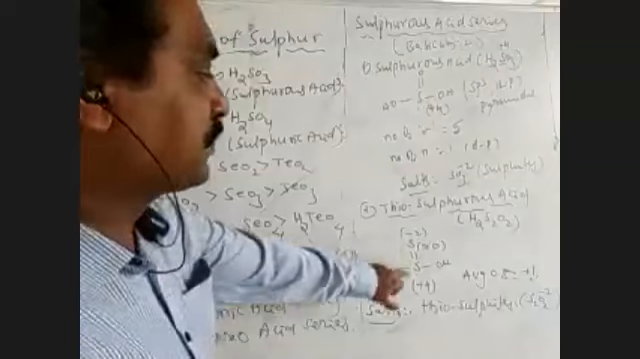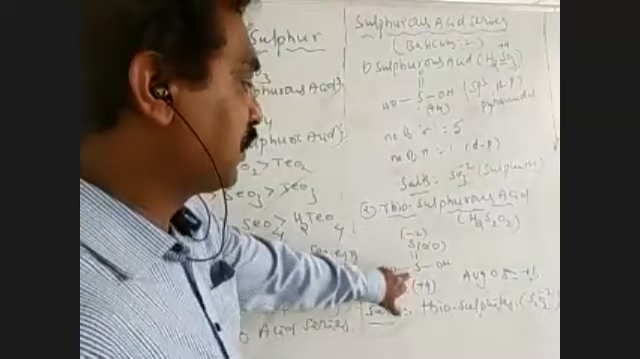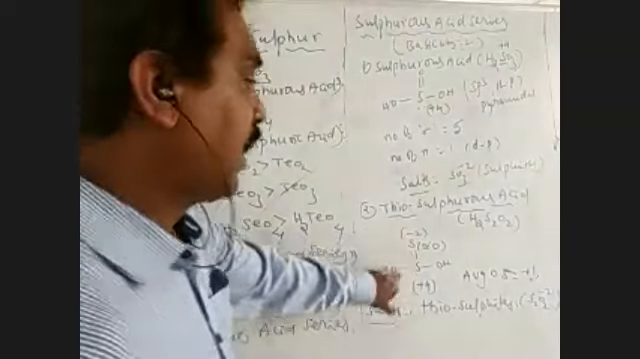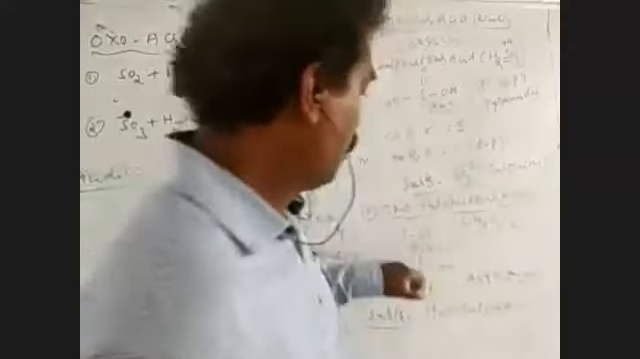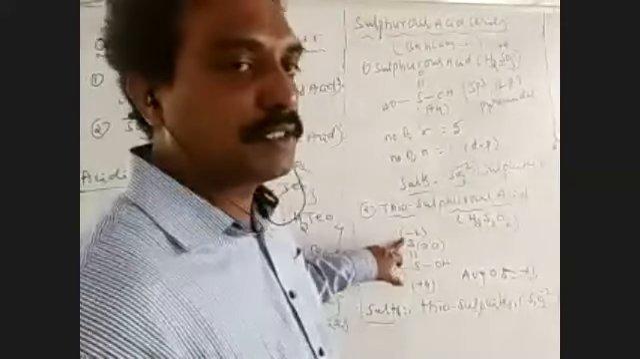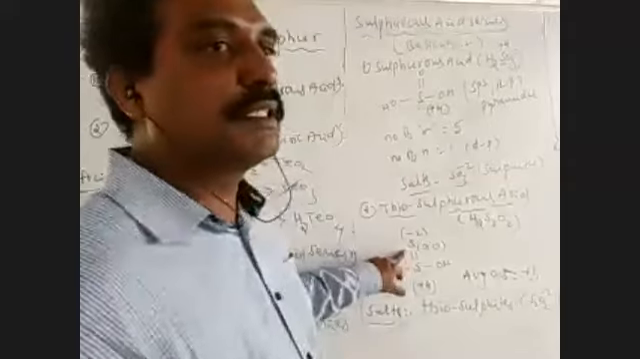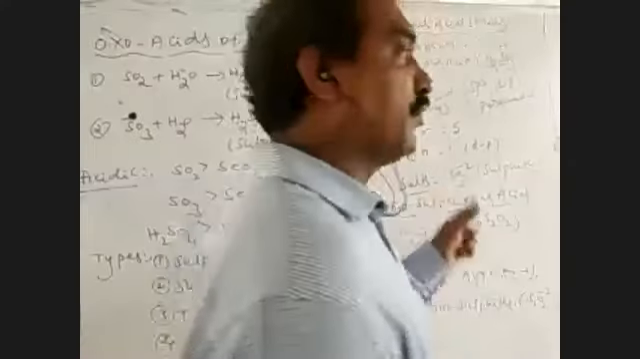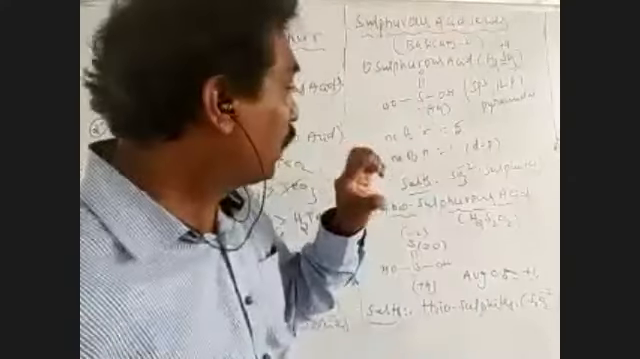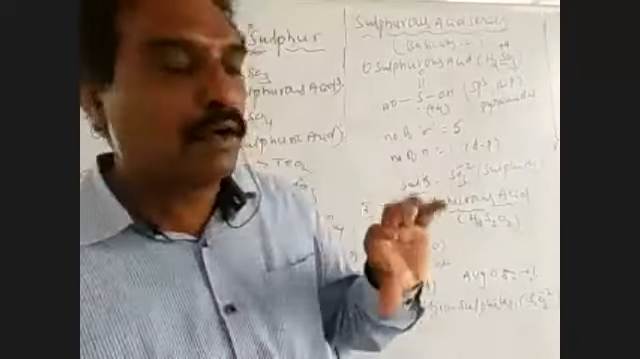Two sulfur atoms are there. One of the sulfur has -2, another sulfur has +4. The average oxidation state is taken as +1. Why does sulfur exist in a negative oxidation state? In the general case, multiple bonding is not possible between one sulfur and another sulfur.